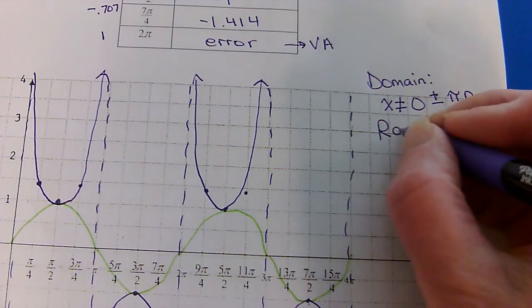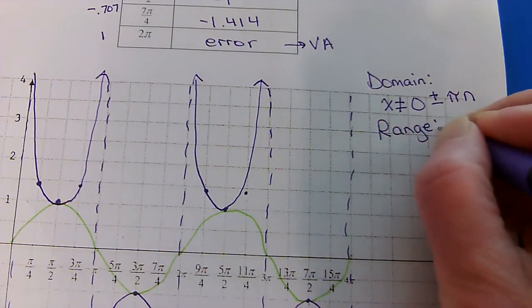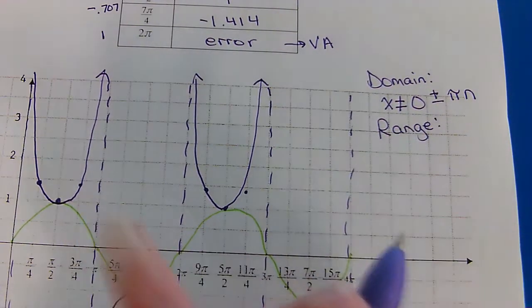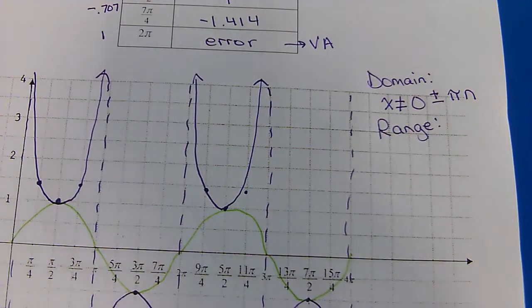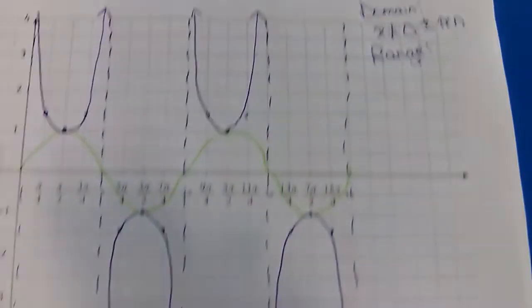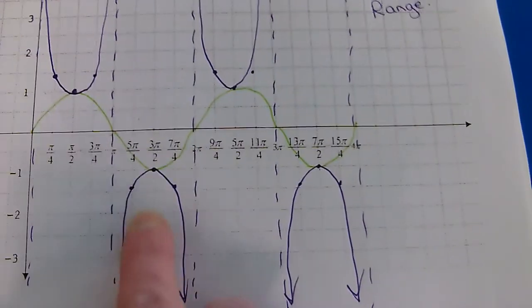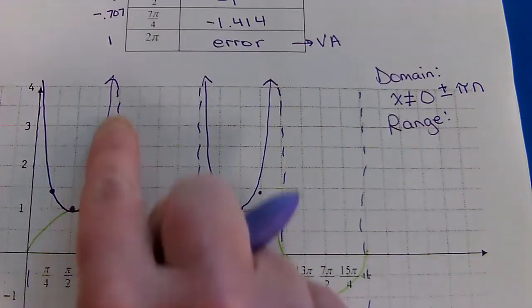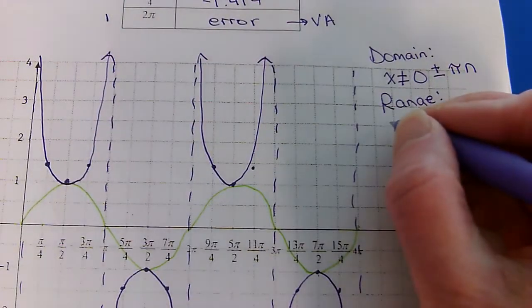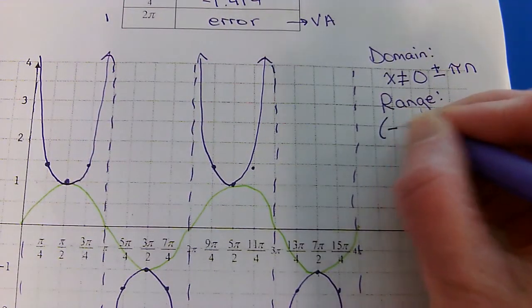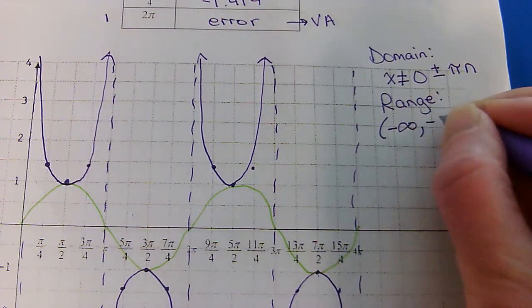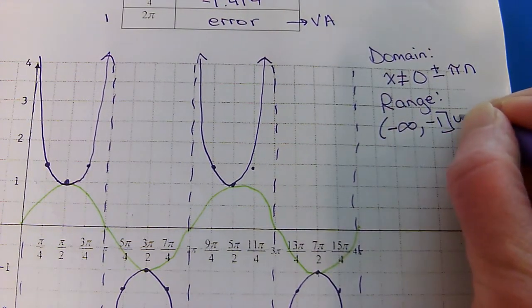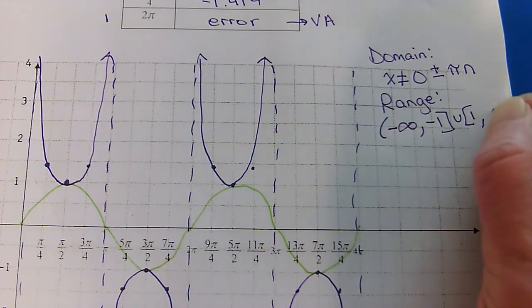Let's think about the range now. I have two little pieces, one's going up and one's going down. So if I start at the bottom, these graphs go from negative infinity up to negative 1. Then I have a gap and they go from 1 to infinity. So let me remind you how we would write that. It's negative infinity to negative 1 and then from 1 to infinity.